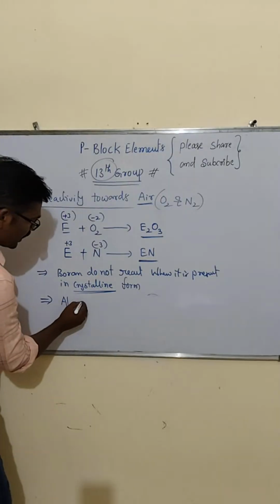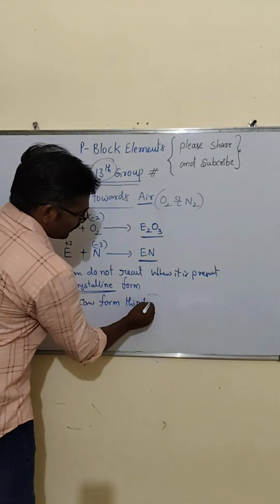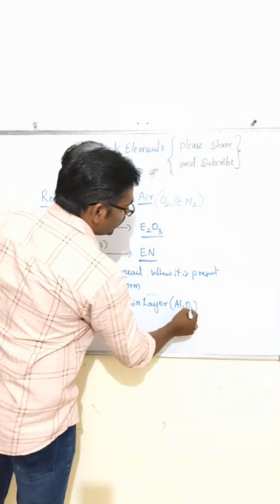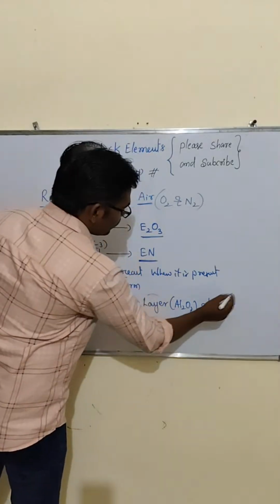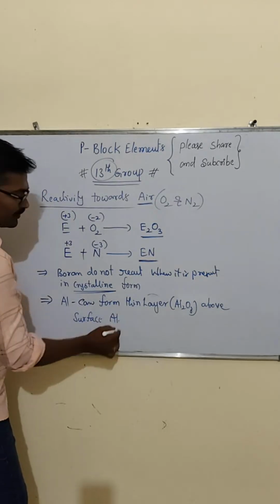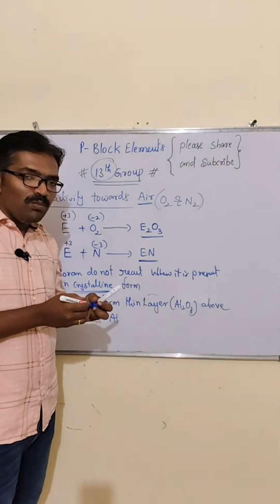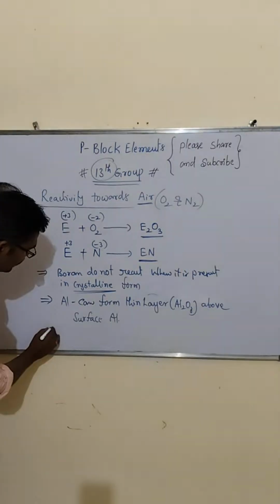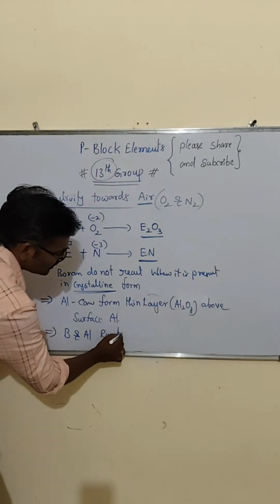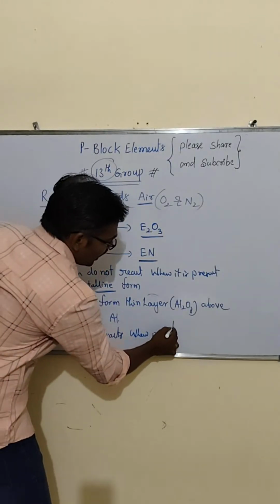Aluminum can form a thin protective layer of Al2O3 above the surface of the aluminum metal. But both can react when present in the amorphous form. So remember, boron and aluminum can react when present in amorphous form.